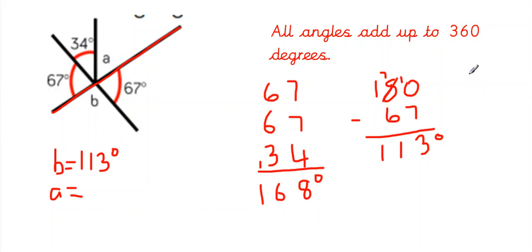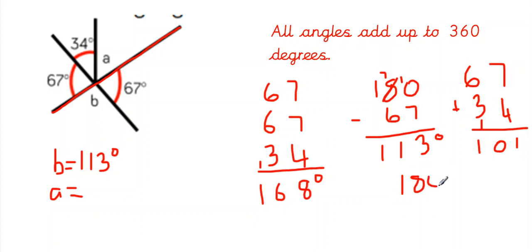So first of all, I'm going to add them together so I only have to do my subtraction once. So I've got 67 add 34. 7 add 4 is 11, and 6 add 4 is 10. So altogether, 67 and 34 is 101. Now I'm going to do 180 minus 101 to find A.